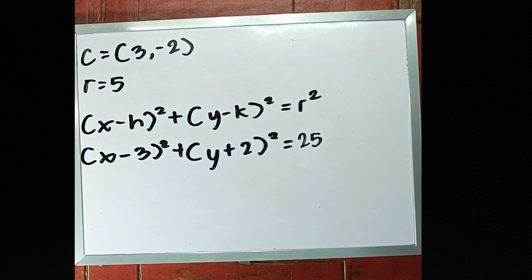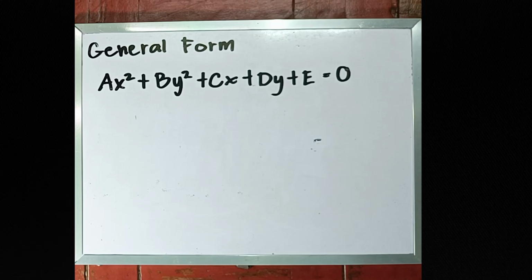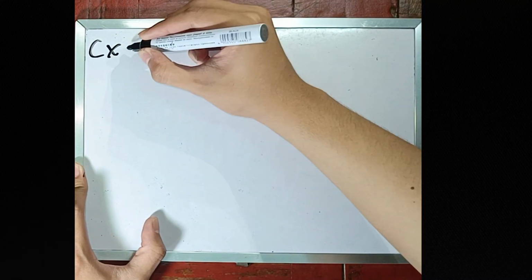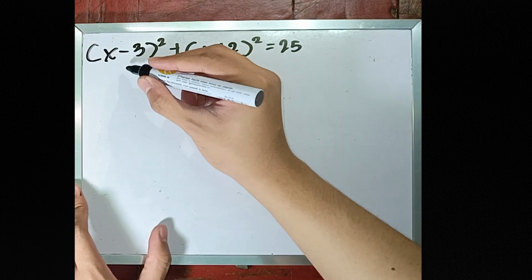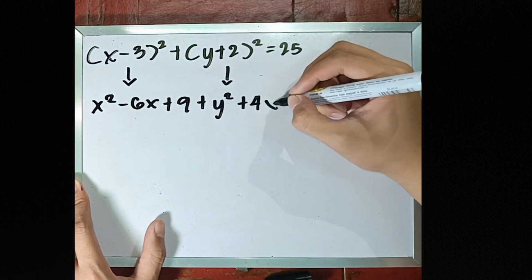Now, let's talk about converting this equation to general form. In general form, we expand the equation and rewrite it in this format: Ax squared plus By squared plus Cx plus Dy equals E, where A and B are the same. Let's get back to our standard equation to make it a general form. Let us expand the quantity x minus 3 squared and the quantity y plus 2 squared. So it will be x squared minus 6x plus 9 plus y squared plus 4y plus 4 equals 25.